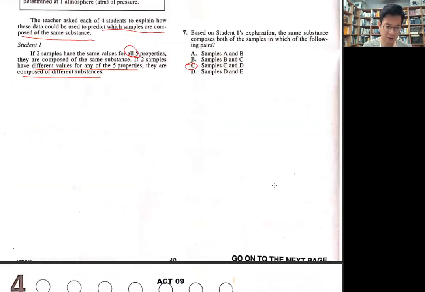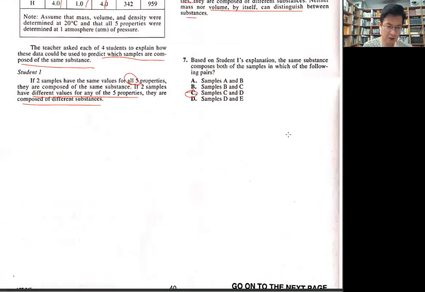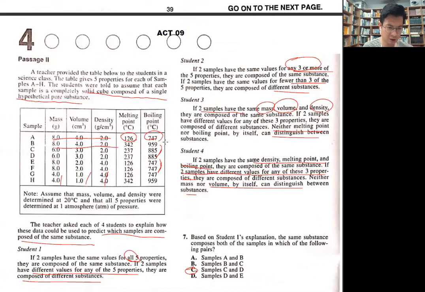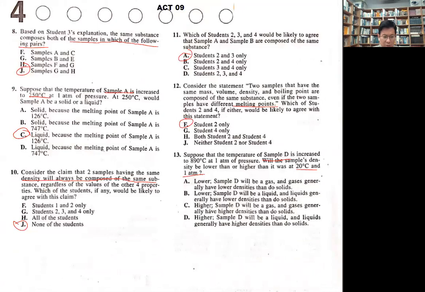Sample density. So 890. A is 890. So it increased, boiling point is increased. That means, let's see, density-wise, that's going to be lower because if you actually go above density, that's usually less dense. So lower sample D will be yes. Yeah, yes.